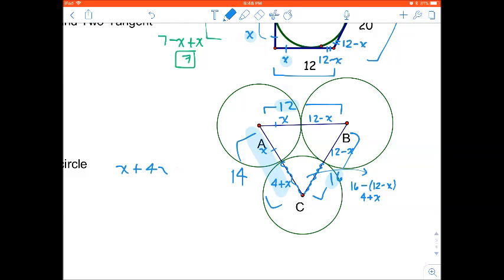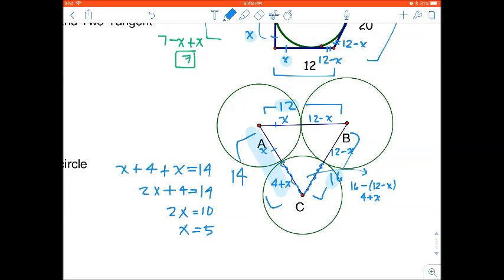x plus 4 plus x equals 14. So that's 2x plus 4 equals 14. That's 2x equals 10. And that's x equals 5. And I've figured out the value of the radius of circle A.